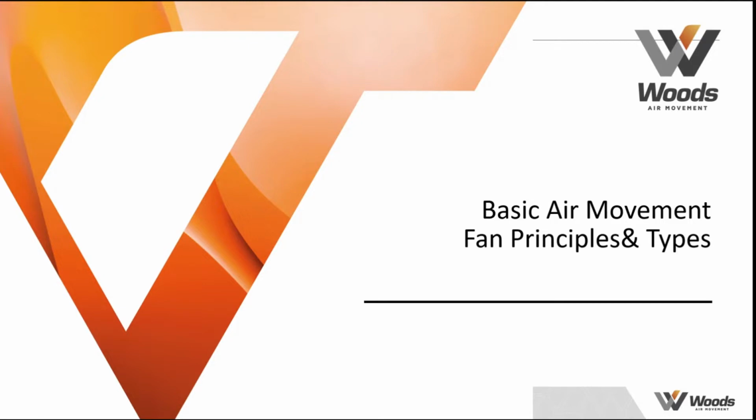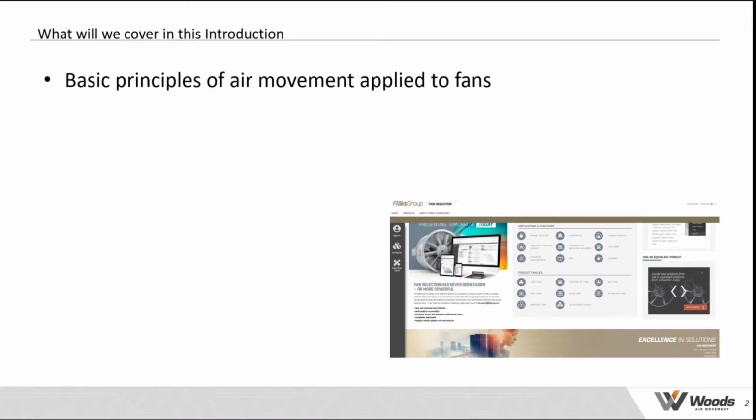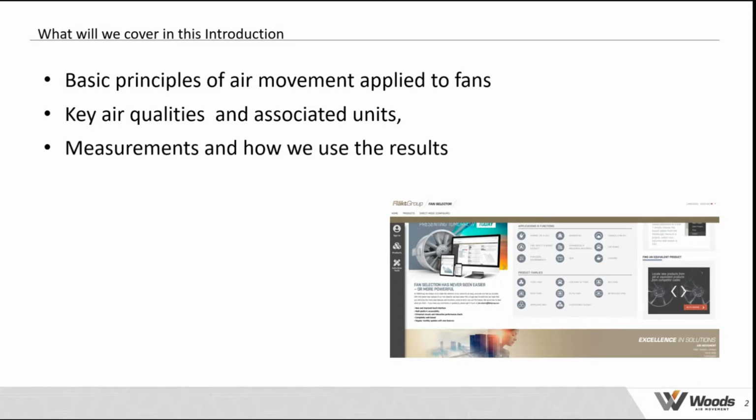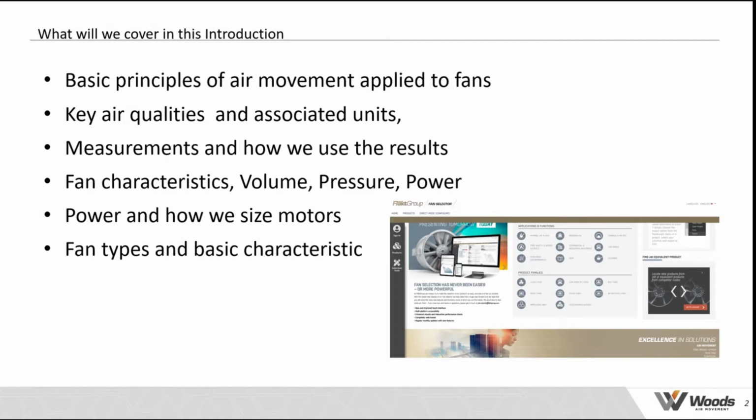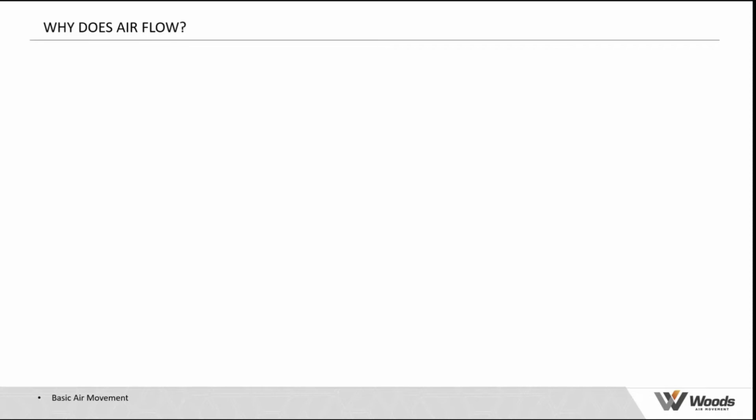So what are we going to be looking at? I guess that's the thing to start with. So basic principles of air movement when we talk about it applied to fans. Key air qualities and the units that we get involved with. The units I make quite a point of, because we always want to work in SI units. Measurements, how we might use the results, the characteristics of fans that you as a user would be interested in. Then we talk about power, how we size power, the sort of powers that we talk about. Then go and have a little look at all fan types. And the background then to the fan selector, the new fan selector, which enables you to select the fans with the knowledge that we're going to get.